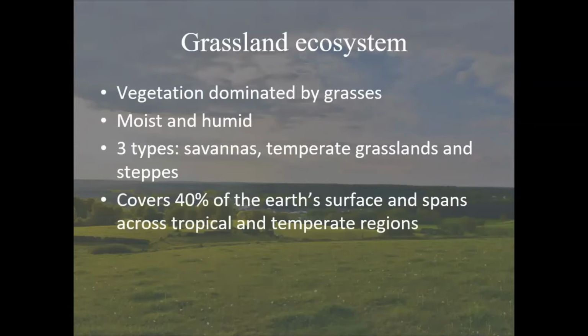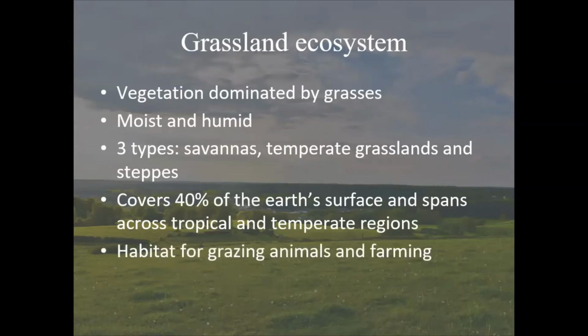So the grassland covers 40% of the Earth's surface and spans across tropical and temperate regions. Why this happens is because grass is usually the pioneer species to occupy a certain area. As long as there are conditions for grass to grow, it will grow. It's usually the main habitat for grazing animals and farming.